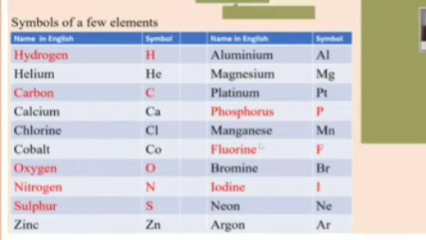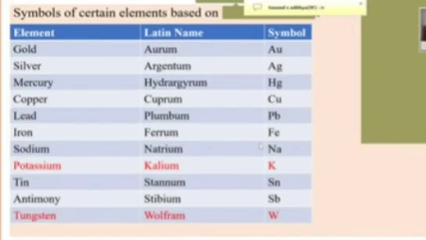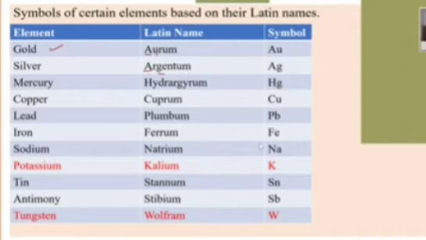Let's take a look at this picture. Here the symbol of hydrogen is H. So we can't take the letter H again for the element helium. Hence its second letter E is used with its first letter as its symbol. Thus the symbol of hydrogen is H and helium is He. So the important thing is the first letter is capital while the second is a small letter. That is very important.